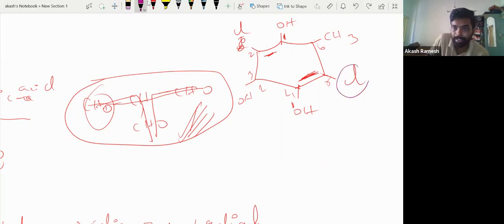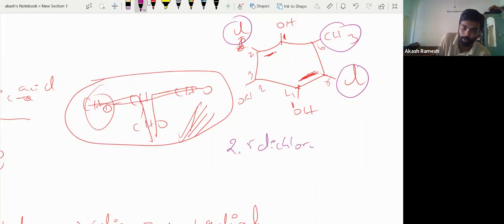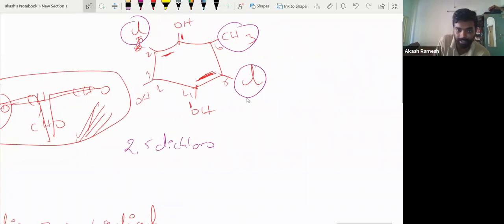Okay, so this is one prefix, and this is going to be another prefix. Now in alphabetical order, chloro comes first, so it is going to be 2,5-dichloro, because I have 2 chlorines in the 2 and 5 positions. Then comes the methyl group, that is in the 6th position. Okay, 6-methyl.